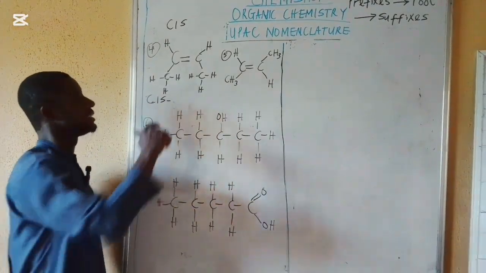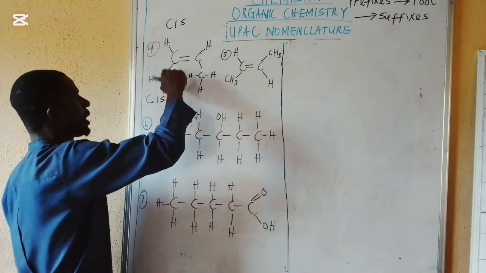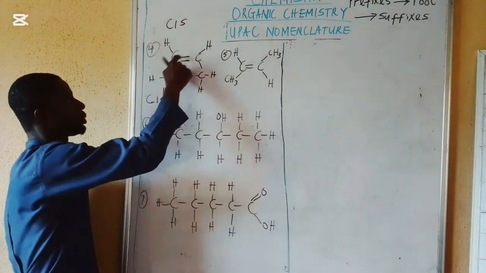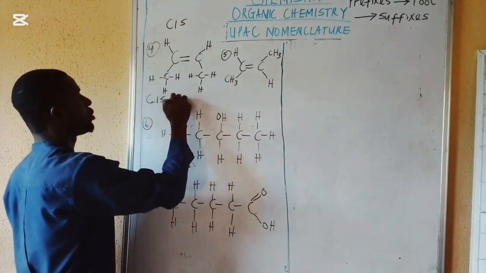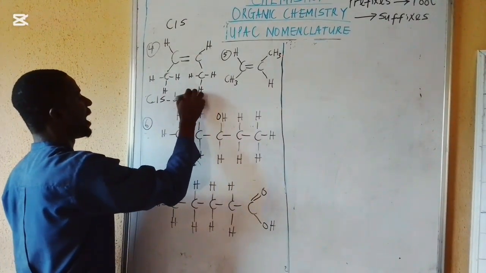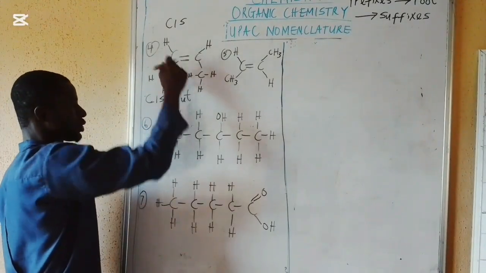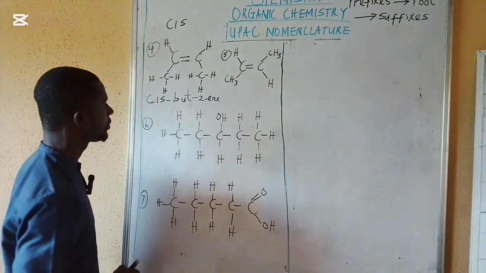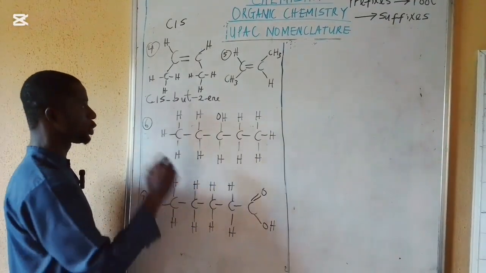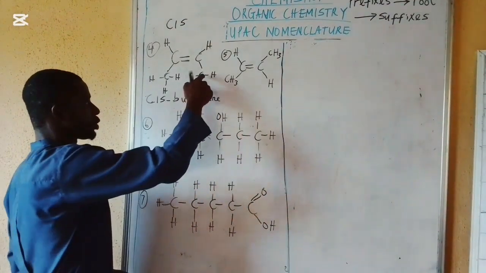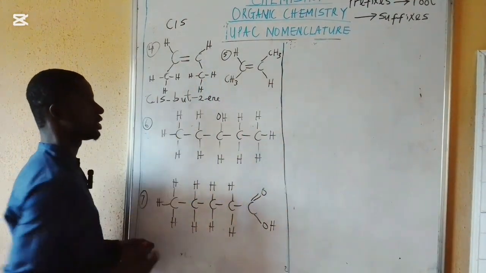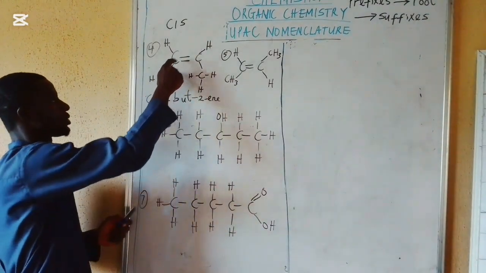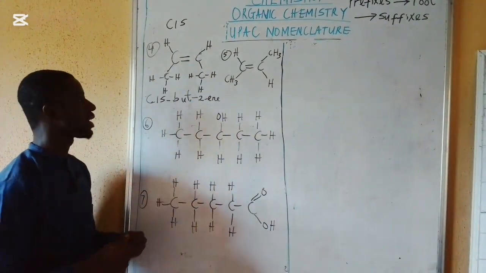Then the longest carbon chain is 1, 2, 3, 4. That is butene. And the double bond is attached to carbon number 2. So it is cis-but-2-ene. If you number this one also, 1, 2, it's also 2. And remember this way 1, 2, the double bond is attached to carbon number 2.